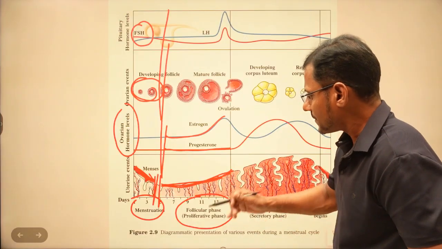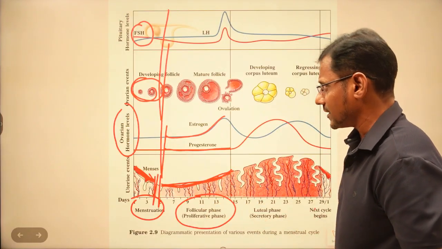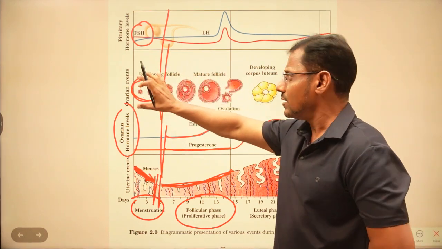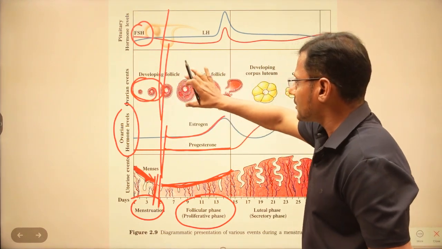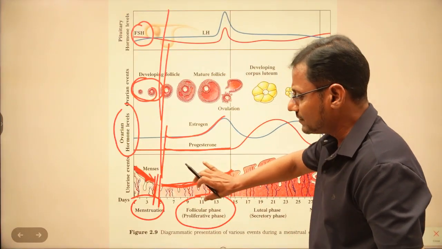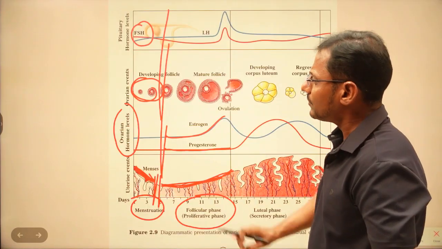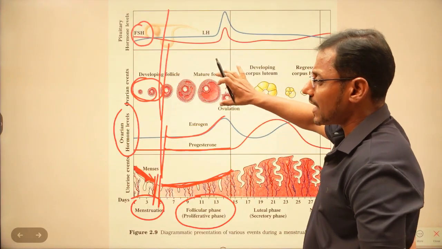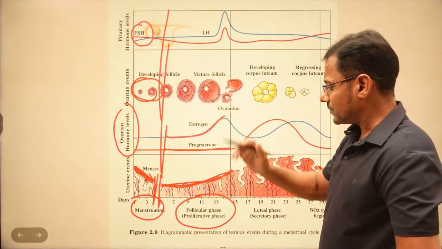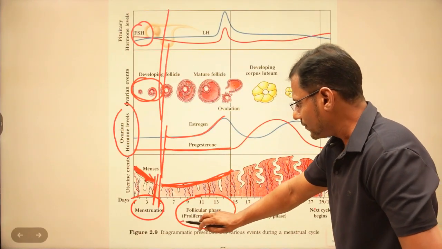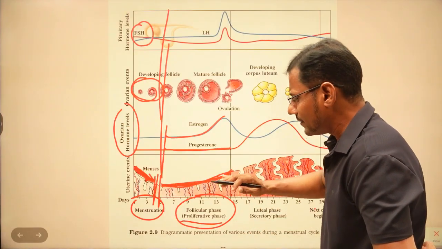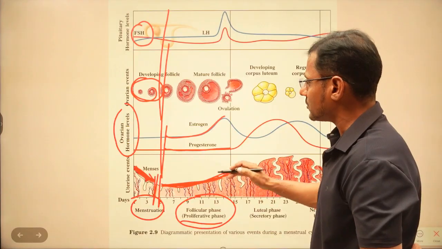This is the follicular phase, or else we can also say proliferative phase, because here the proliferation is happening. Look at this particular event. The proliferation is happening in the tissue of the endometrium, and here also the proliferation is happening in the size and shape of the ovarian follicles, right. So that is why we call it the proliferative phase. Here the endometrium is being developed gradually, slowly, right.